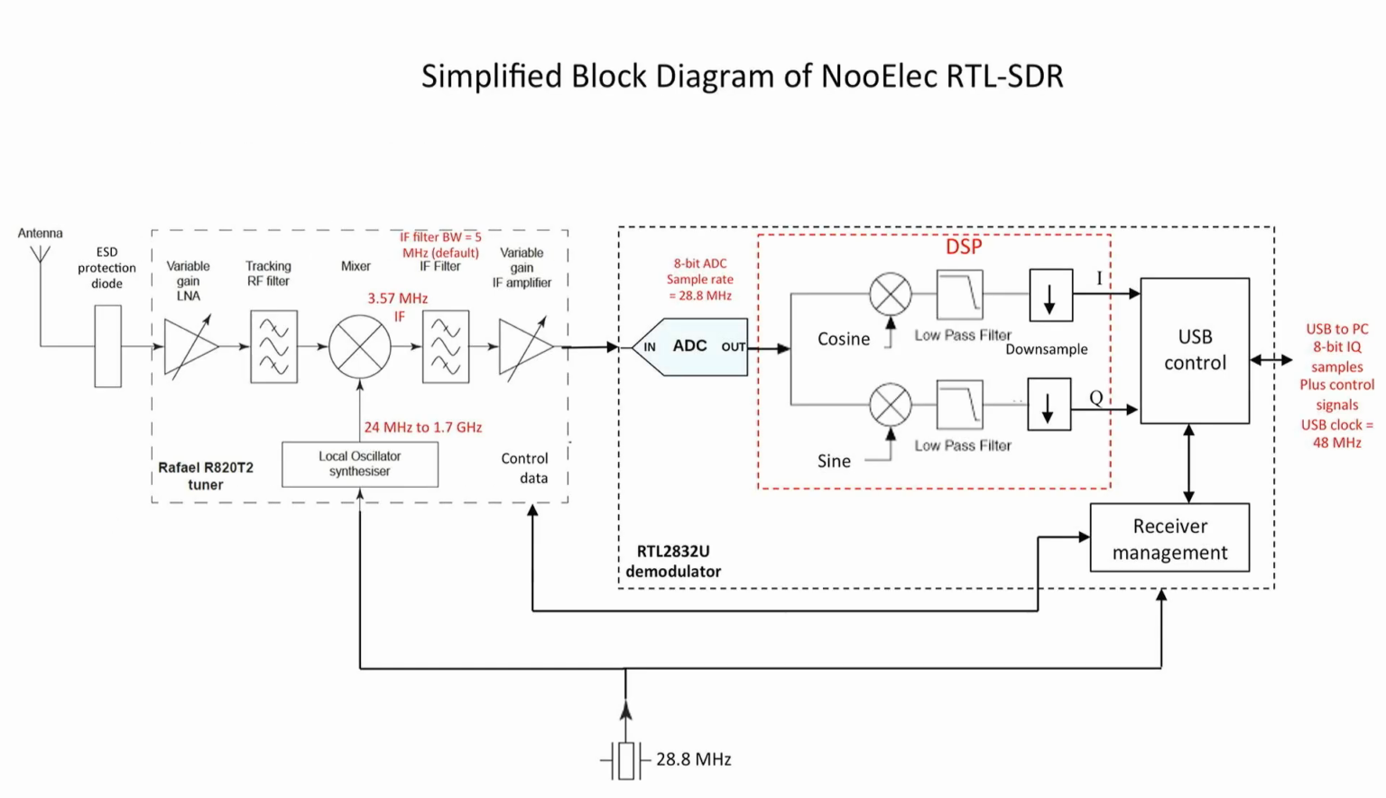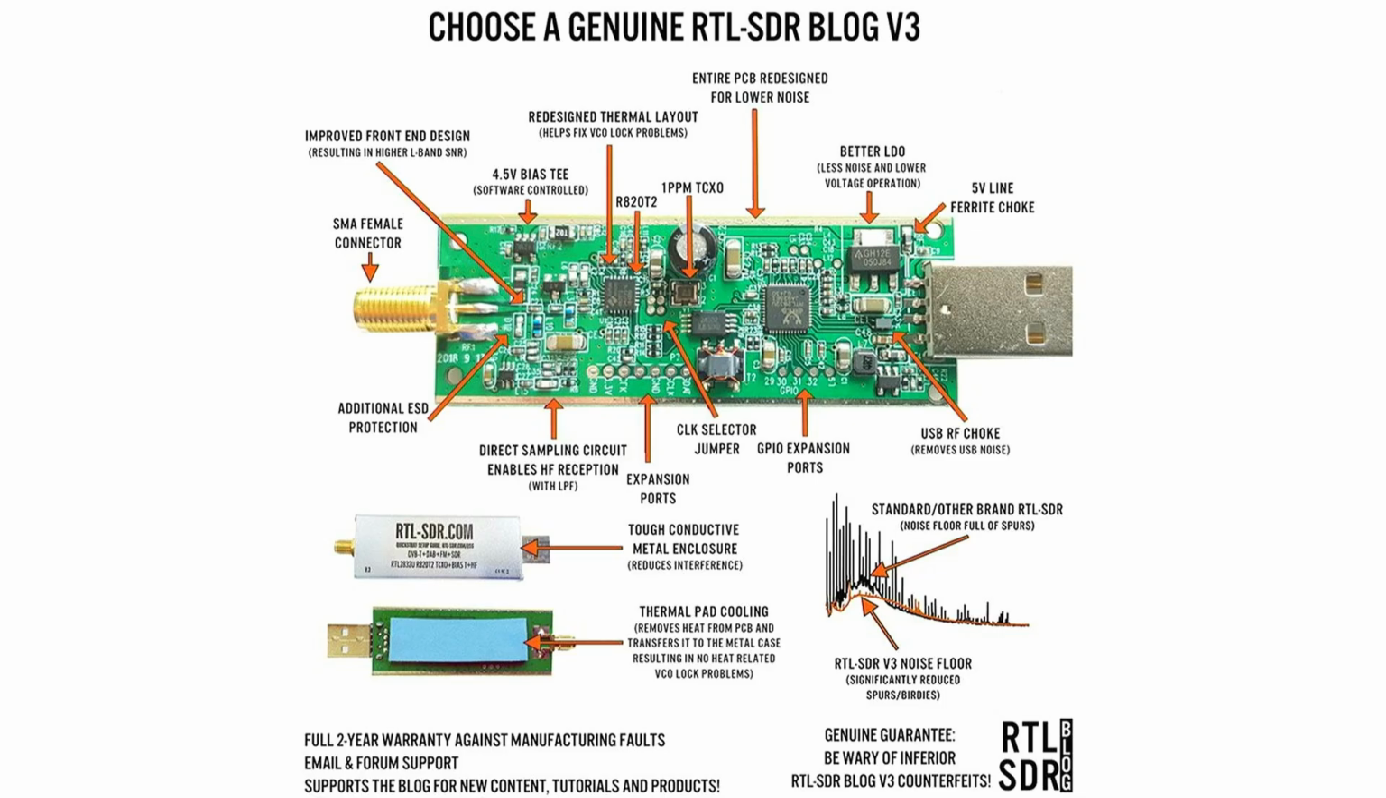It's got a lot in it, as you can see. So it's got a Raphael tuner here, an R820 tuner, and then that's the digital conversion. It's only 8 bits, but they use some clever gain control to make the most of that 8 bits. And when you look inside it, it's absolutely packed with stuff.